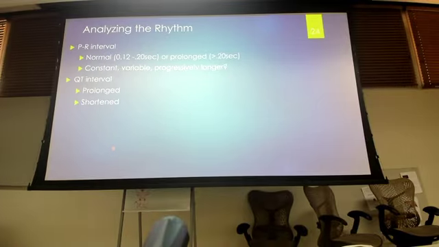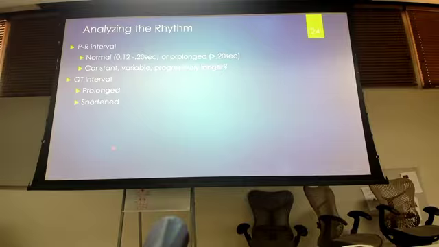We've got to look at the PR intervals. If everything is following the electrical conduction pathway, the PR intervals should be the same, and they should be within 3 to 5 boxes. 0.12 to 0.20 seconds is 3 to 5 small boxes. If it's greater than 5 boxes, that's considered prolonged. If it's less than 3 boxes, that's considered shortened. There are specific things that cause that: AV blocks, or if someone has an accessory pathway. And PR intervals, again, should be the same.